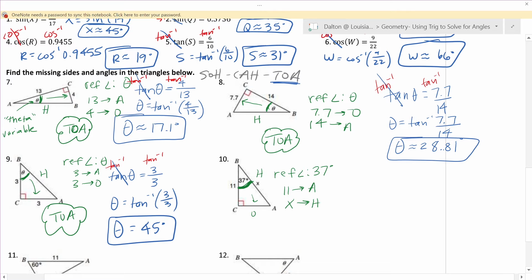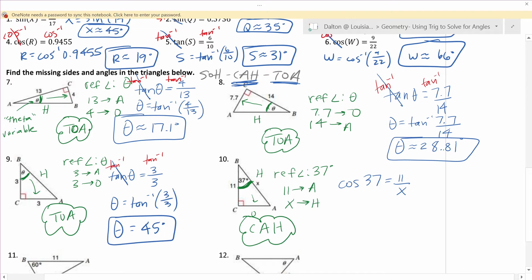Okay, so if I look at sine, cosine, and tangent, I need which one has adjacent and hypotenuse. Adjacent and hypotenuse. Hopefully you said cosine. If we set up our equation, we're going to have cosine of the angle. This one's different than the last 3 because now you actually have a number for your angle. Cosine of 37 is equal to, you follow the letter adjacent first. So adjacent is 11 over hypotenuse, which is x.